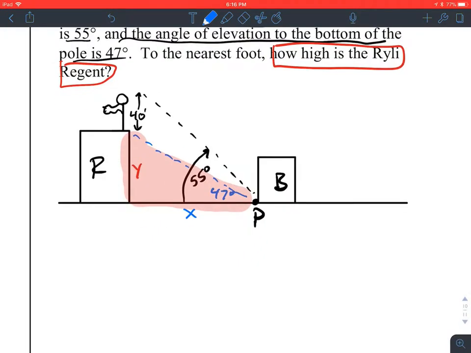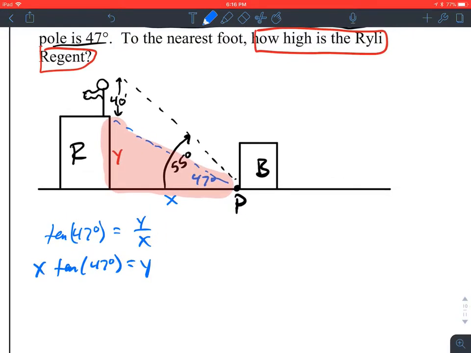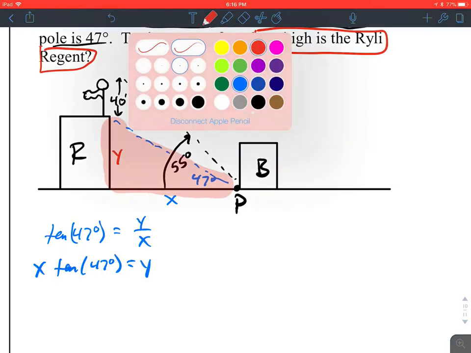So check this out. In the red triangle, I could say tangent of 47 degrees equals the opposite leg over the adjacent leg. That's what tangent is, opposite leg over adjacent leg. Now I can't solve this equation. There's two variables. But what I could do is get Y by itself by multiplying both sides by X. It's the best I can do. That's what Y is: X tangent of 47. If I knew what X was, I'd put it in and I would be able to finish this.